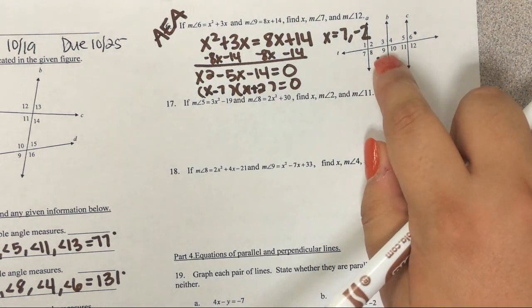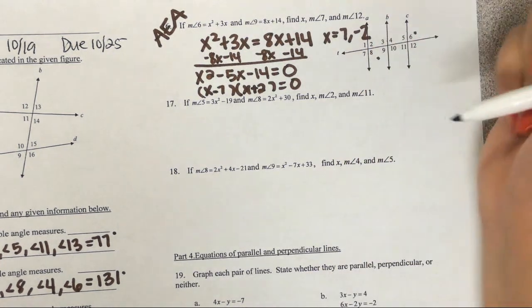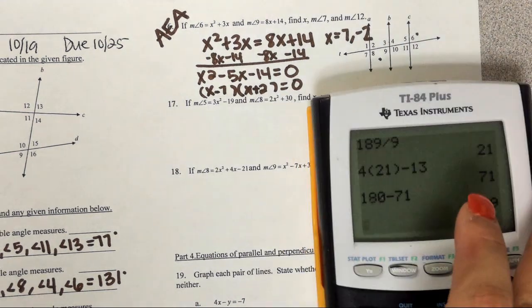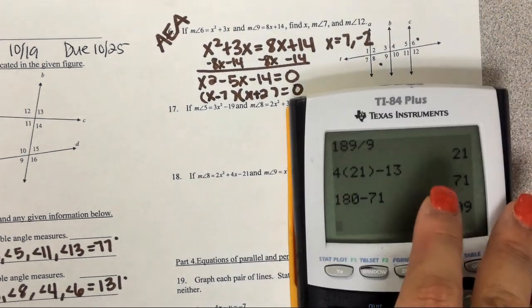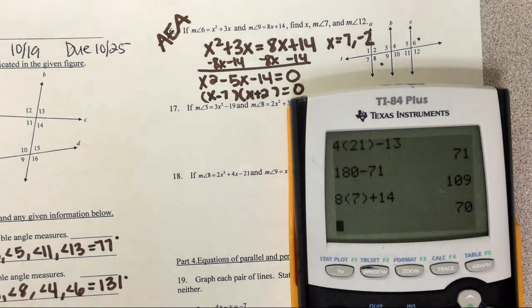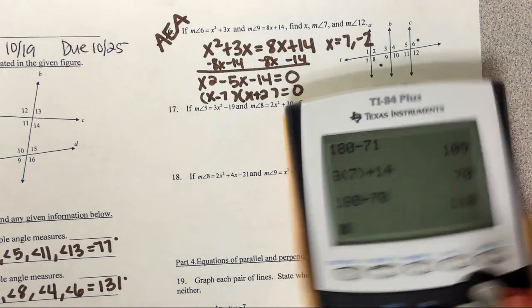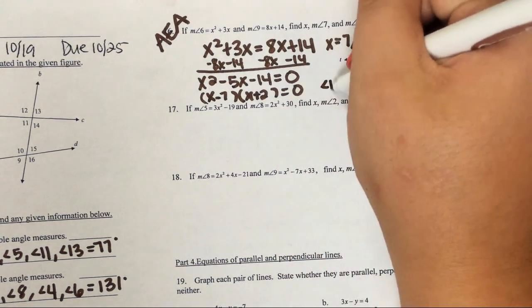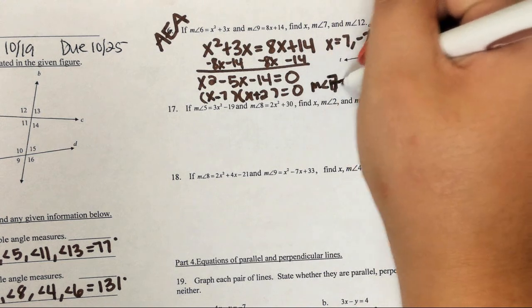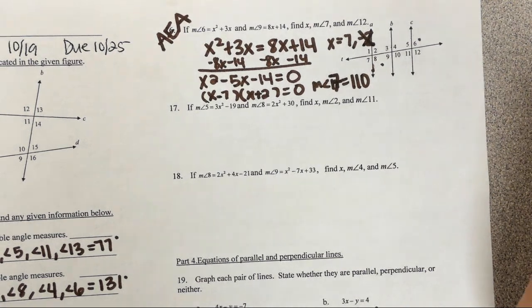Now I want angles 7 and 12. Those are both the linear pairs of 8 and 6. So let me find real quick what 8 is. Let's do 8 because I think it's easier. 8 is 7 plus 14, which gives me 70. So that's what angle 8 is. To find the linear pair, I subtract from 180. Oops. And I get 110. So angle 7 equals 110. And if I did negative 2, it wouldn't work, so I'm going to cross it out. It'd give me a negative answer.